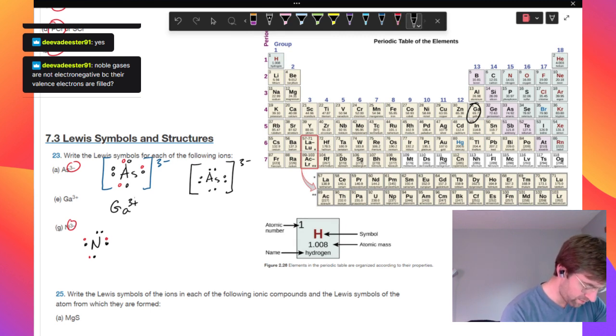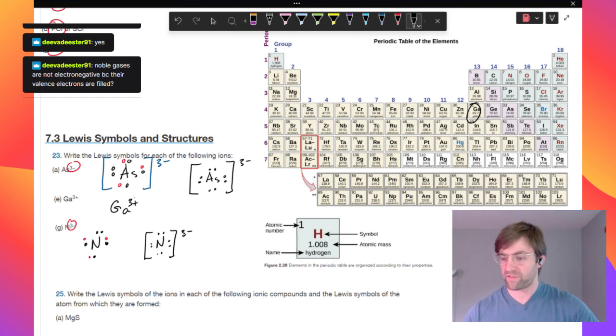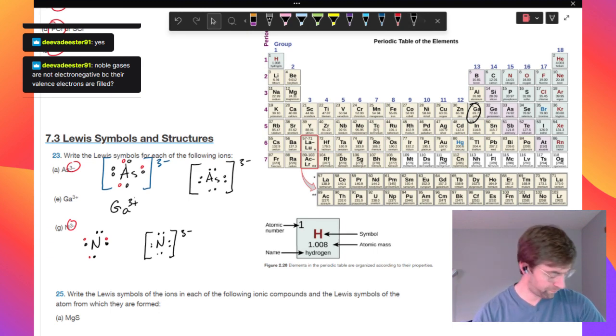And so again, we have nitrogen with its full valence shell and a 3 negative charge. Cool.